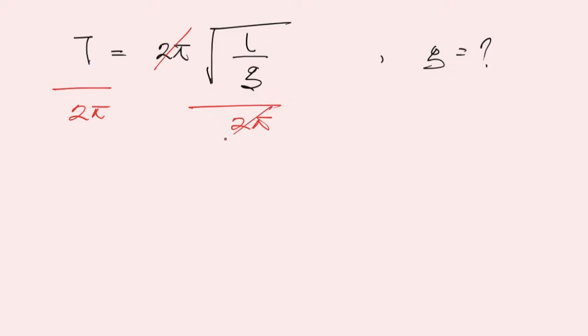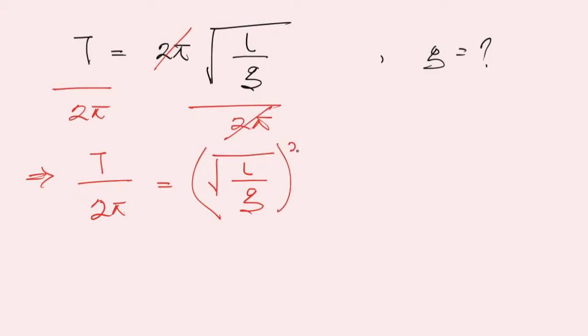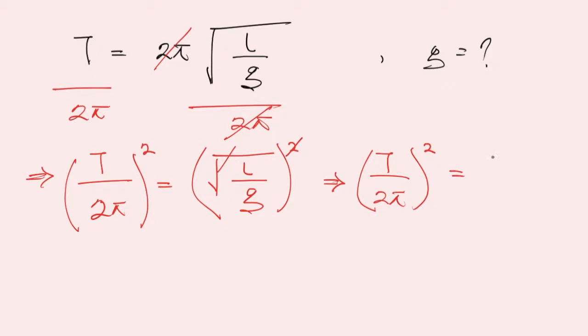So 2 pi cancels out 2 pi, and we're left with T over 2 pi equals the square root of L over g. Now to get rid of the square root, we have to square everything here. And by so doing, we need to square the other side as well. So this becomes (T over 2 pi) all squared. And the square cancels out the square root here to leave us with L over g.